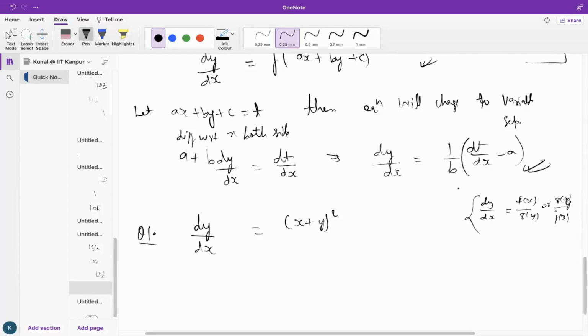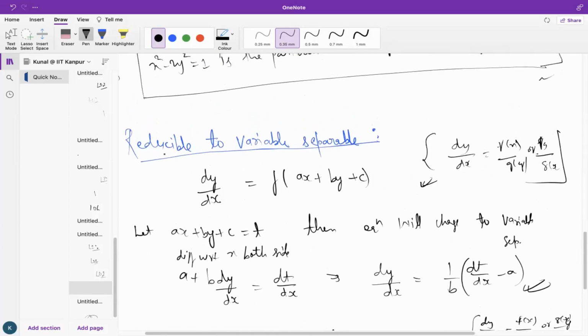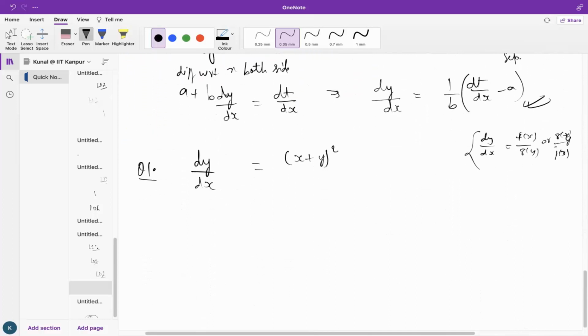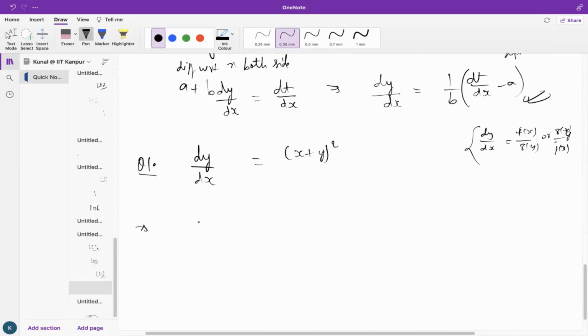So what I did here, this is the method. I just take whatever the function is as t. So here I have to take x plus y, because this is the function inside. So I substitute x plus y is equal to t and differentiate it with respect to x. What we will get from here is 1 plus dy by dx is equal to dt by dx.